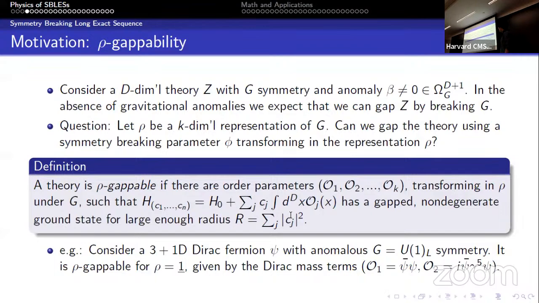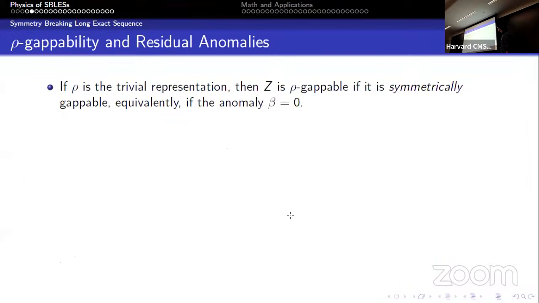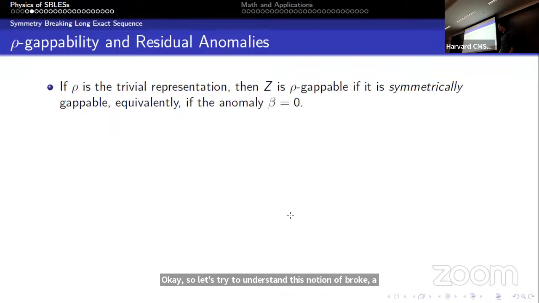Thanks. Okay. So let's try to understand this notion of rho-gappable a little bit. In the case that rho is the trivial representation, then my operators have to be symmetry preserving. Therefore, Z is rho-gappable if it is symmetrically gappable, as we said before. And symmetrically gappable is equivalent to saying that the anomaly is zero.